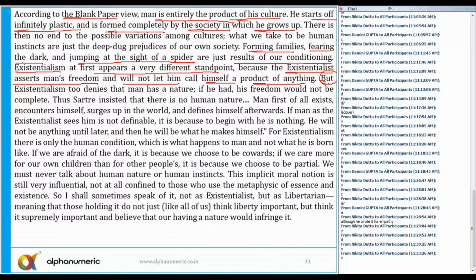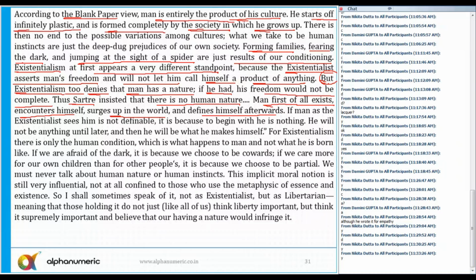But if you look at the commonalities between the blank paper view and existentialism, you will find that existentialism also denies that human beings have a nature. Because if man had a nature, his freedom would not be complete. So you don't have any nature. You can do whatever you want to do. That is why an existentialist like Sartre said, listen, there is no human nature. Man, first of all, exists. That means he comes to this world, he encounters himself, he understands himself, he surges up in the world, and then he defines himself.